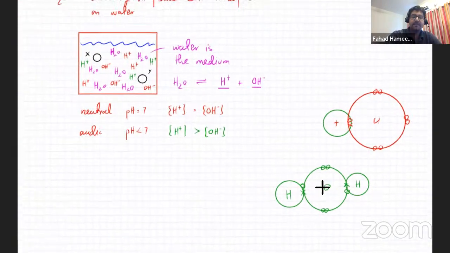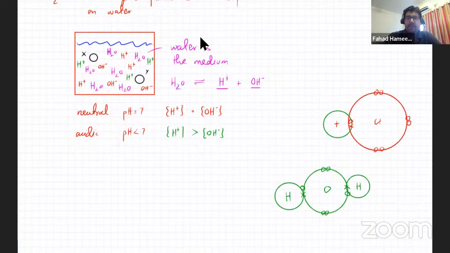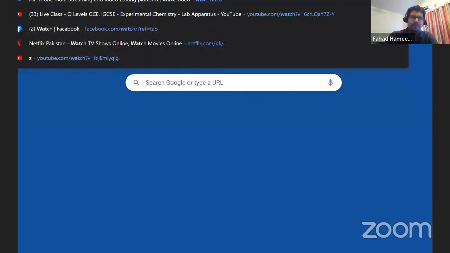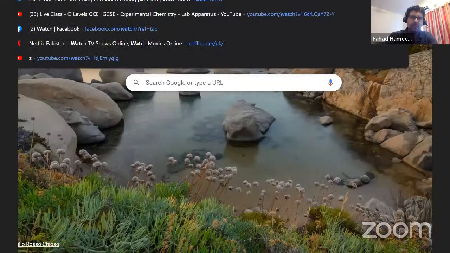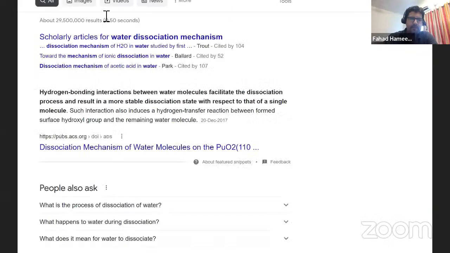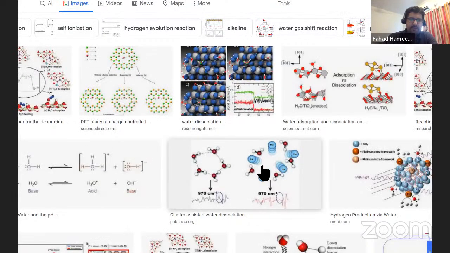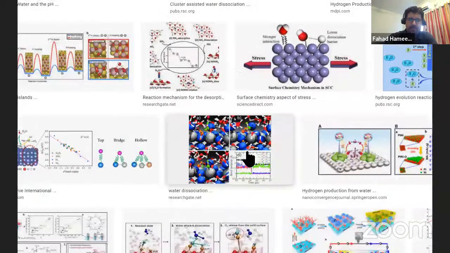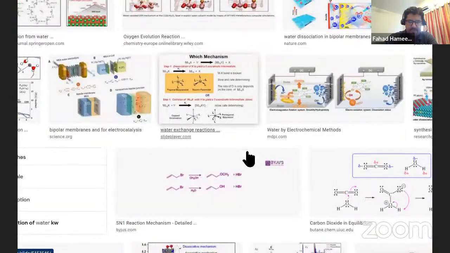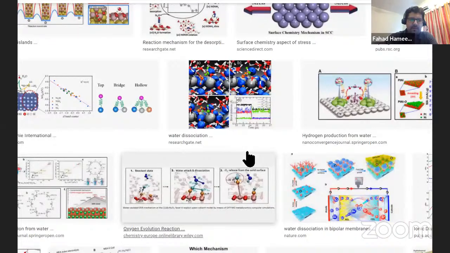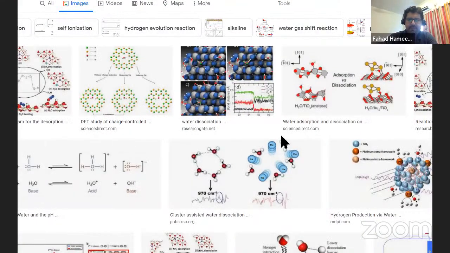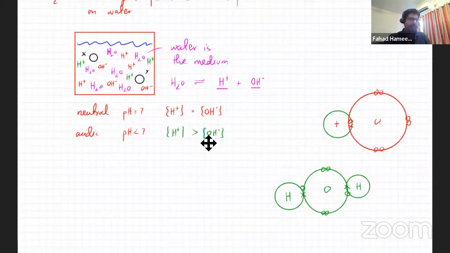So that's why water molecules, when they collide with each other, there might be some water dissociation mechanism. Just a second. I mean, there's one over here, but let's ignore this for now. But you do get the idea, right? We'll study this in a lot more detail later on.